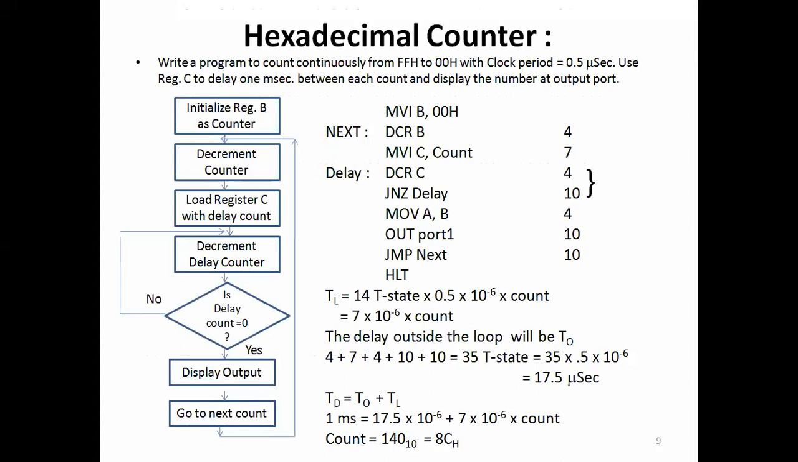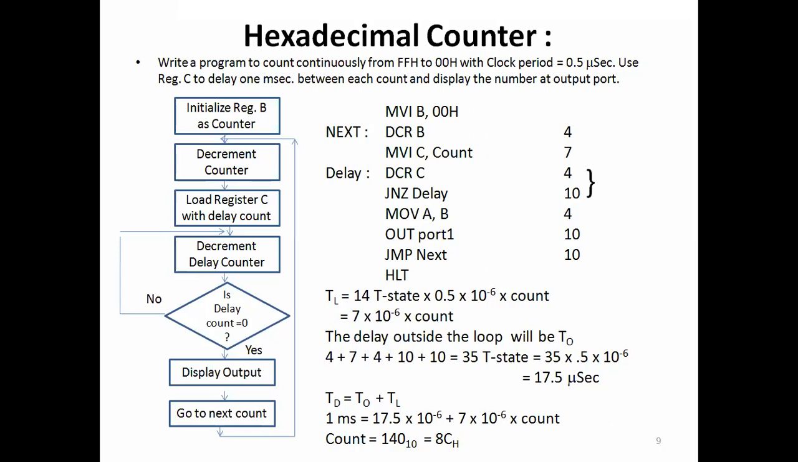Now the next one is the hexadecimal counter. The problem is: write a program to count continuously from FF to 00 with clock period 0.5 microsecond. It means the clock period is equal to 0.5 microsecond. It means the time period of one T state is 0.5 microsecond. It means the microprocessor in 0.5 microsecond does one subdivision of the operation.